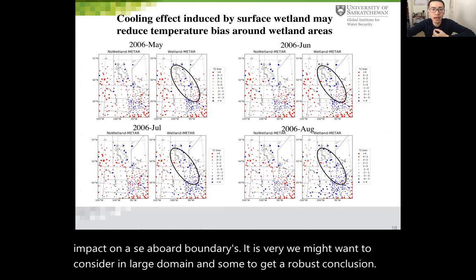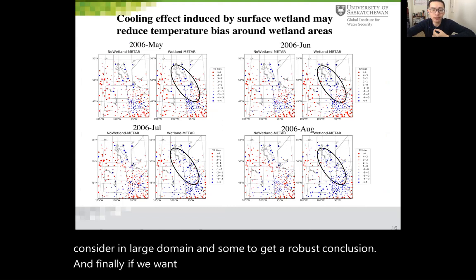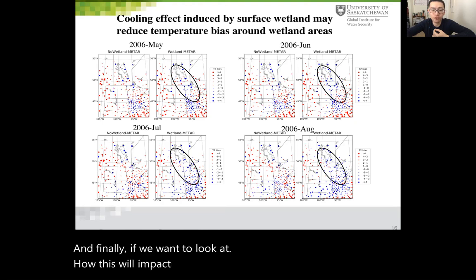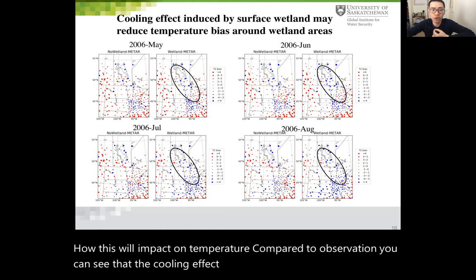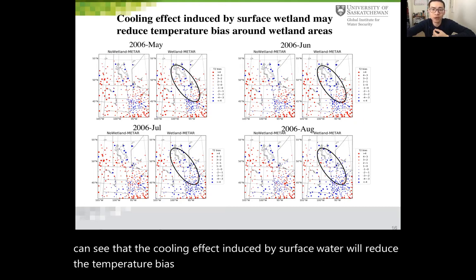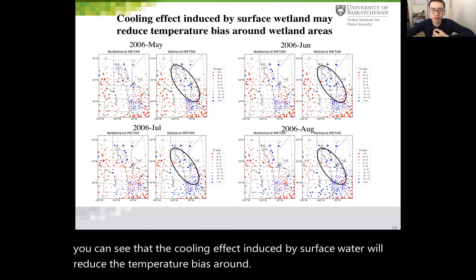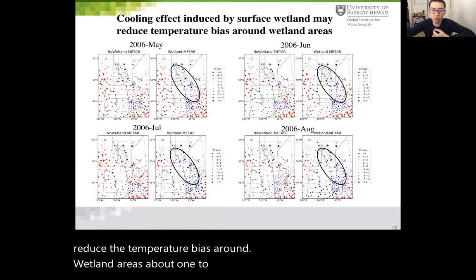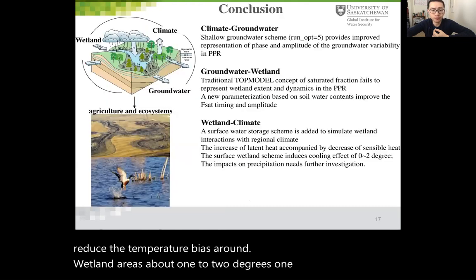And finally, if we want to look at how this impacts temperature compared to observation, you can see that the cooling effect induced by surface water will reduce the temperature bias around the wetland areas, with about 1 to 2 degrees of warm bias reduced.